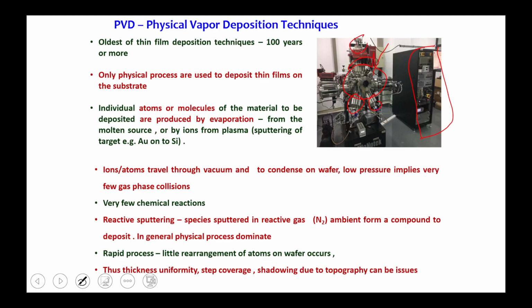Only physical processes are used to deposit thin film on the substrate. Individual atoms or molecules of the material to be deposited are produced by evaporation. Evaporation means the material will evaporate, not melt. The phase between sublimation and melting is in gas form. Evaporation means fume will be generated, some fume type. The metal will sublimate and then some evaporation will start.